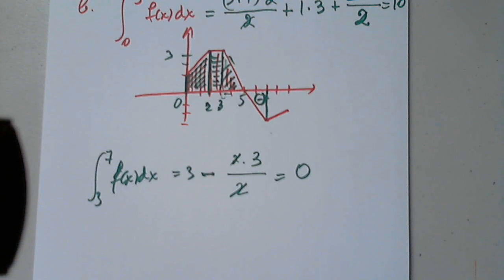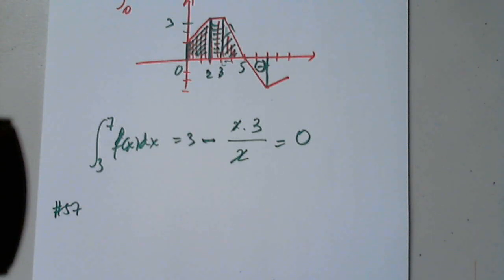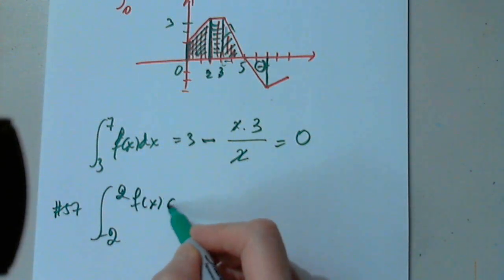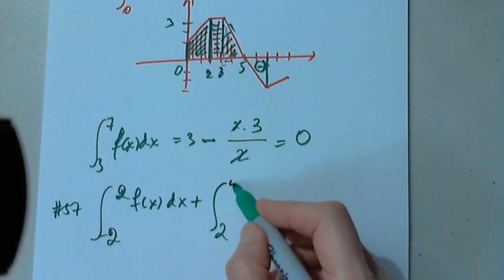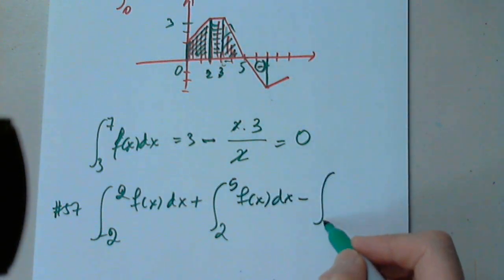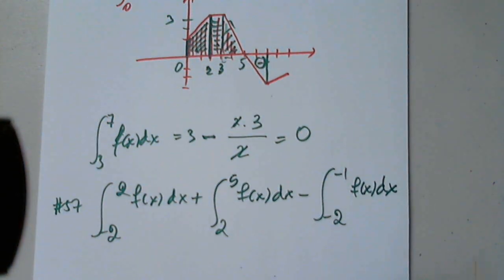Okay, so let's start with 57. Write as a single integral. So we have the integral from negative 2 to 2 of f of x dx. We are practicing the rules that we just looked at. Plus the integral from 2 to 5 of f of x dx minus the integral from negative 2 to negative 1 of f of x dx.